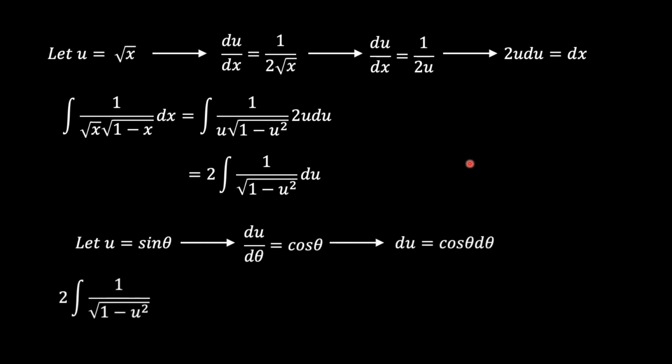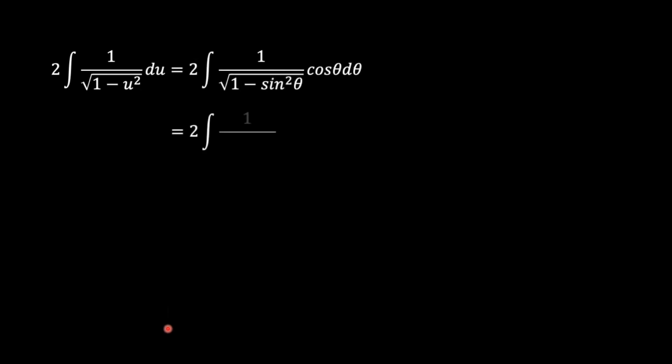So the integral of 1 over square root of 1 minus u squared du is equal to 2 times the integration of 1 over square root of 1 minus sine squared theta times cosine theta d theta. And so that means that the denominator now reduces to square root of cosine squared theta, and the square root of cosine squared theta is cosine theta.